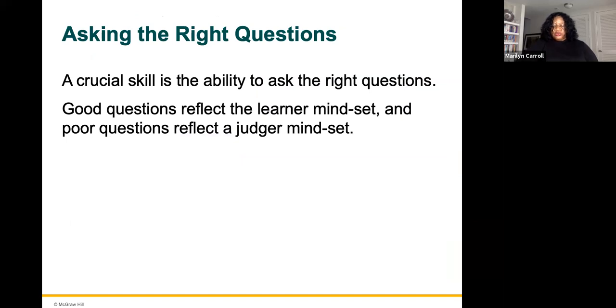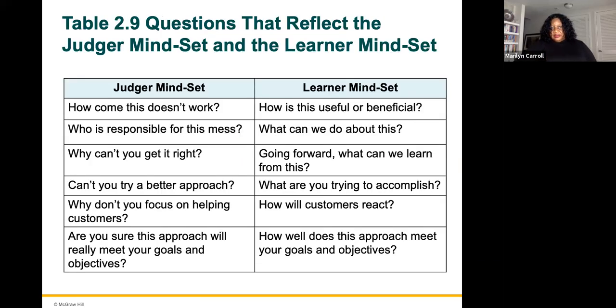And that is so true, guys. Knowing the right question to ask is a very crucial skill. Good questions reflect the learner mindset, and poor questions reflect the judger mindset. So let's look at some questions.